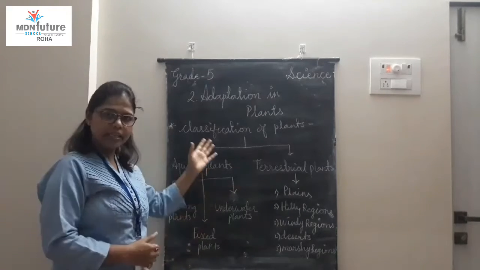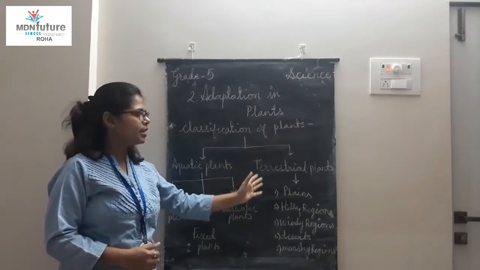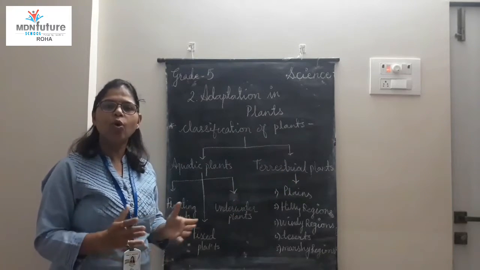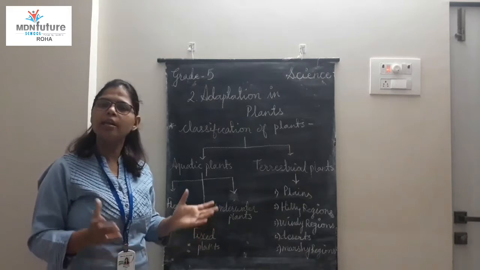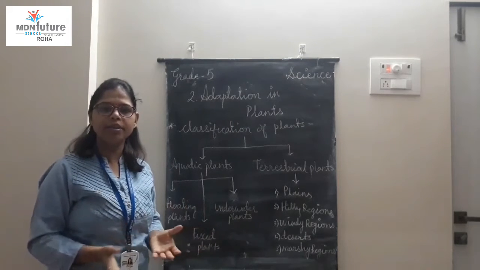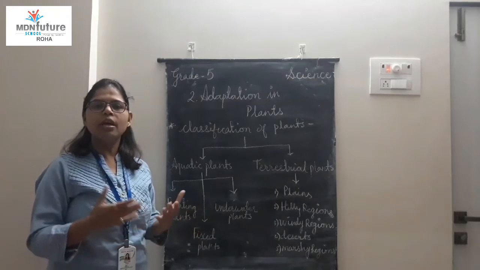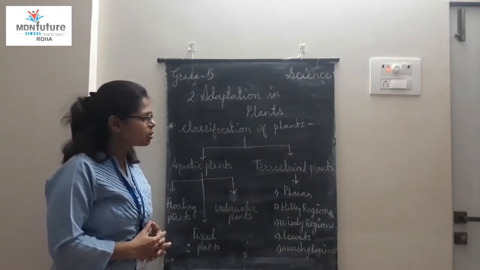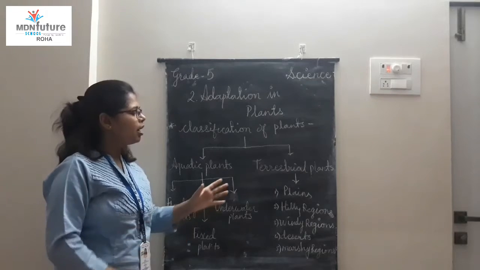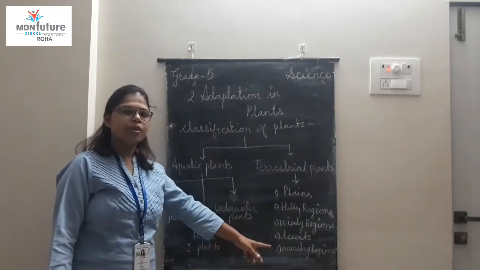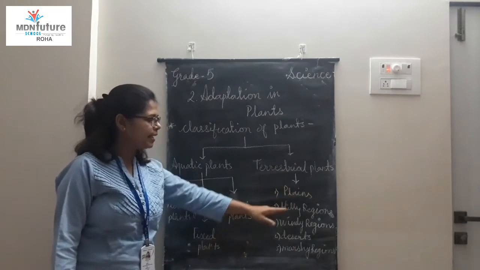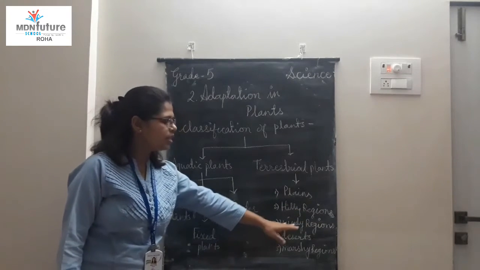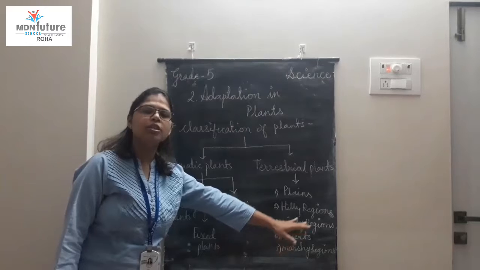So next classification of plants is terrestrial plants. Terrestrial plants means plants that grow on land are called terrestrial plants. For example, banyan tree, mango tree and many other trees. So terrestrial plants are also classified into five types. First is plains, second is hilly regions, then windy regions, fourth is deserts, fifth is marshy regions.